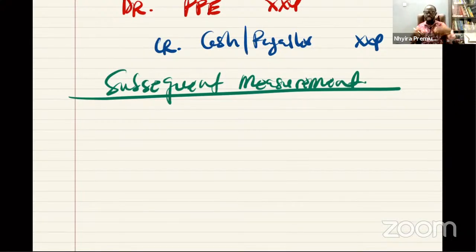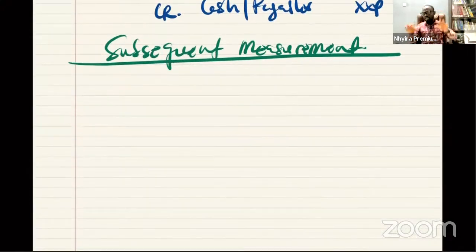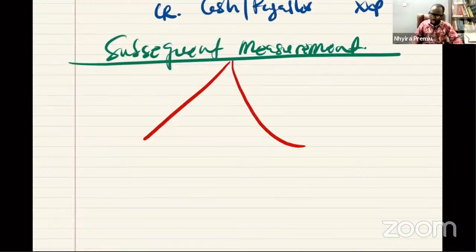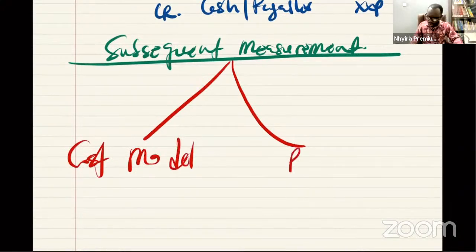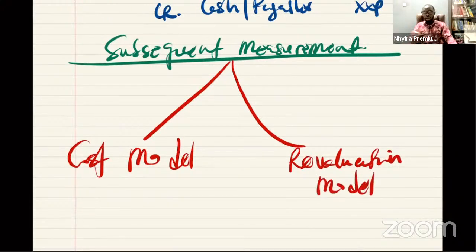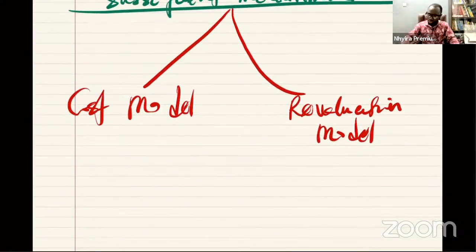IAS 16 is a fundamental standard. Now, on subsequent measurement, IAS 16 states that there are two key models that can be used to account for the assets. So either the entity is using the cost model or the revaluation model.